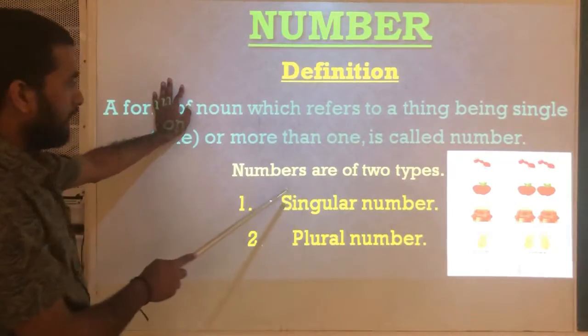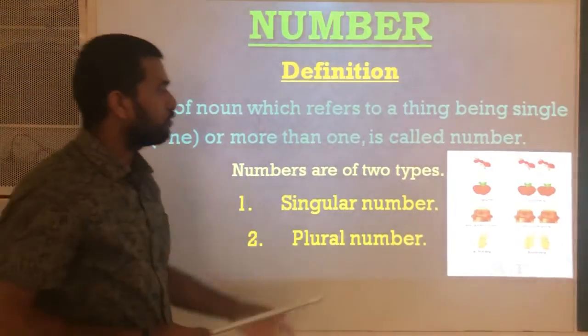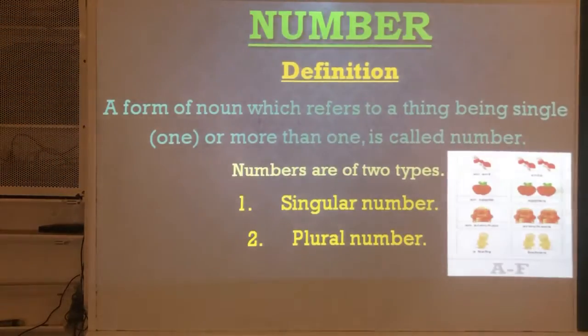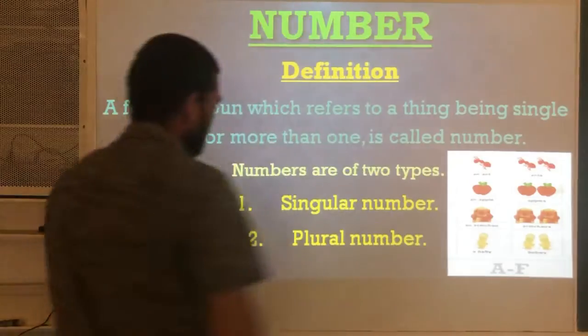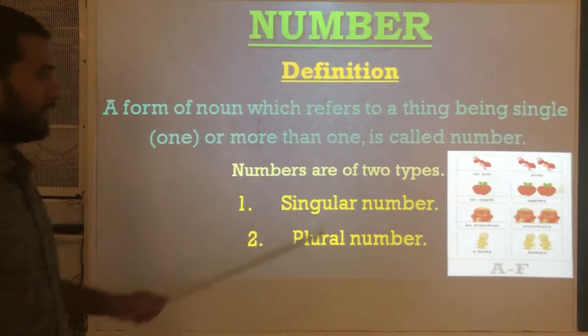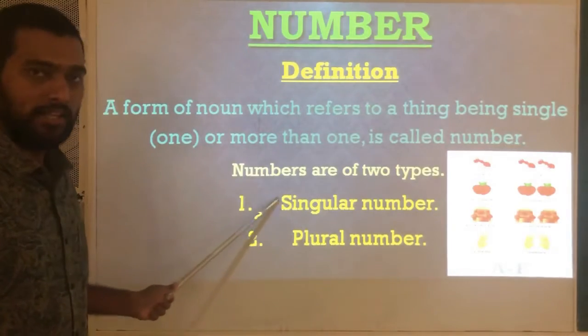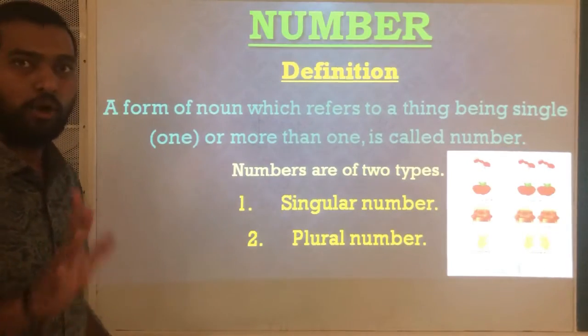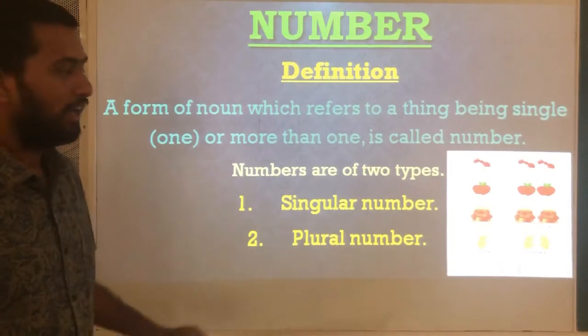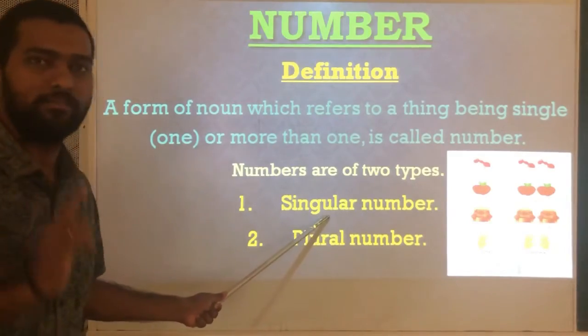Before that, I will tell you that there are two types of numbers. What are they? First one is singular number, second one is plural number. Means singulars and plurals. Singular number means ekvachan. Plural number means bahuvachan. Okay, more than one. Singular means only one number.